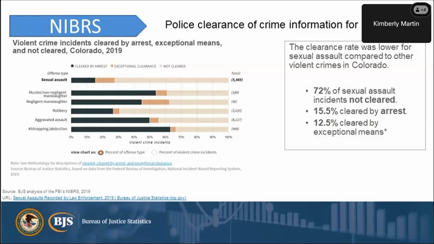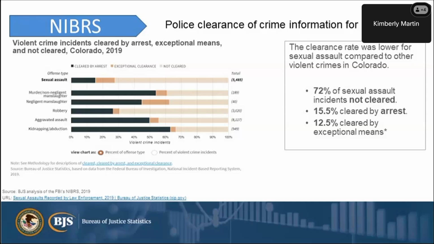The vast majority of sexual assaults are not cleared by police. That means that they were reported as crimes. It's not that they were unfounded. They just did not identify a suspect or make an arrest or identify probable cause or something to that effect. So almost 2/3 of them are not cleared. And it's much higher than you see for other violent crimes. The only one that is similar is robbery.